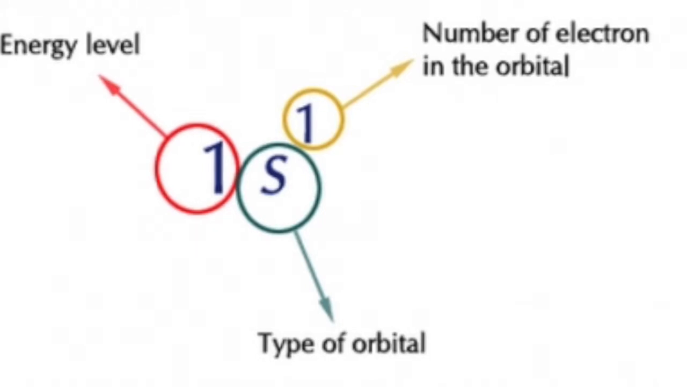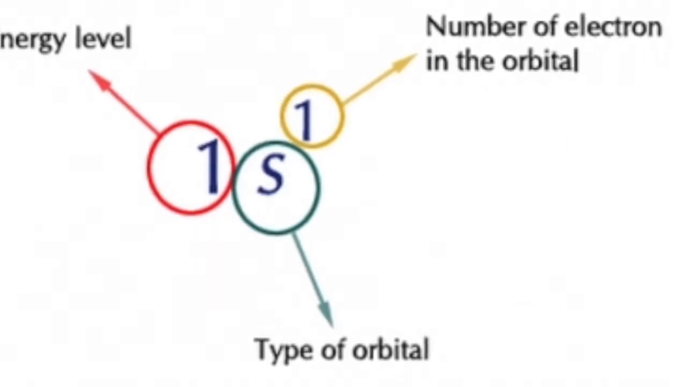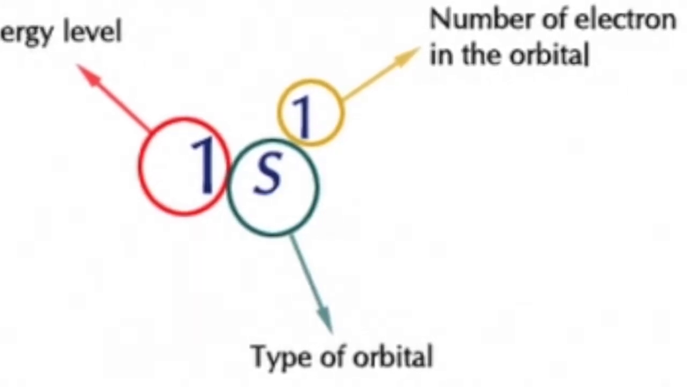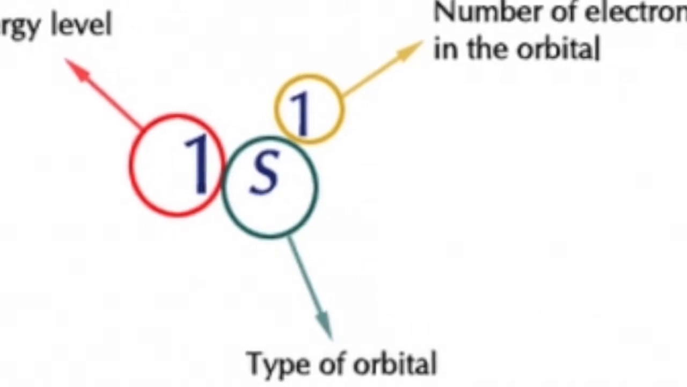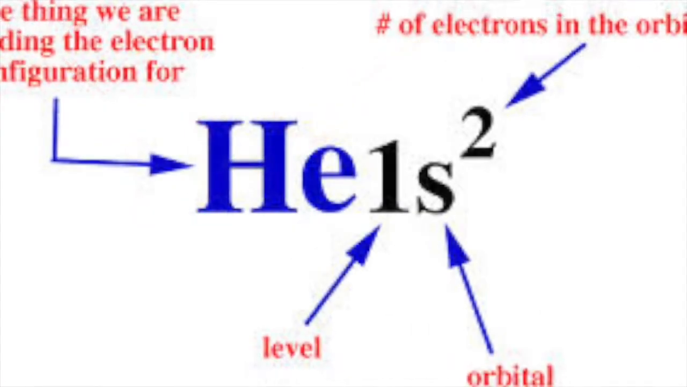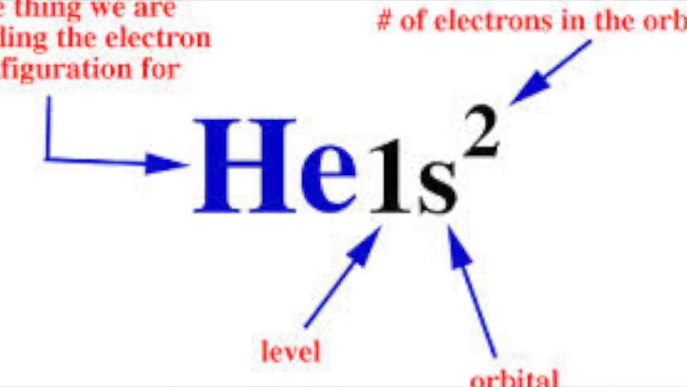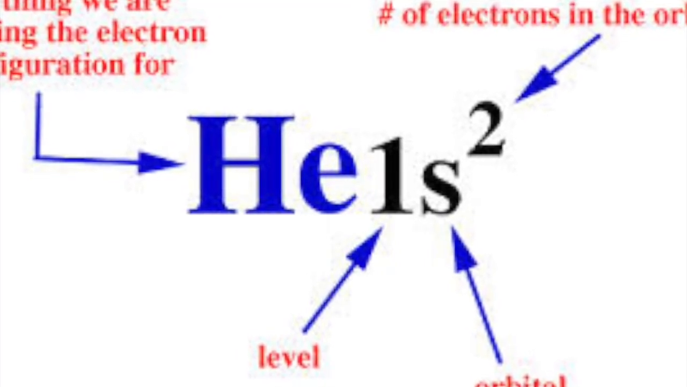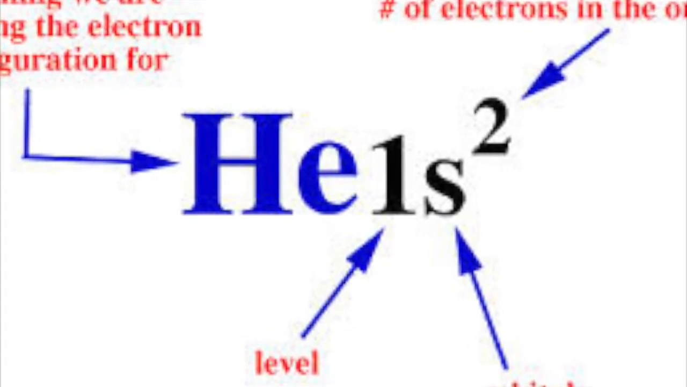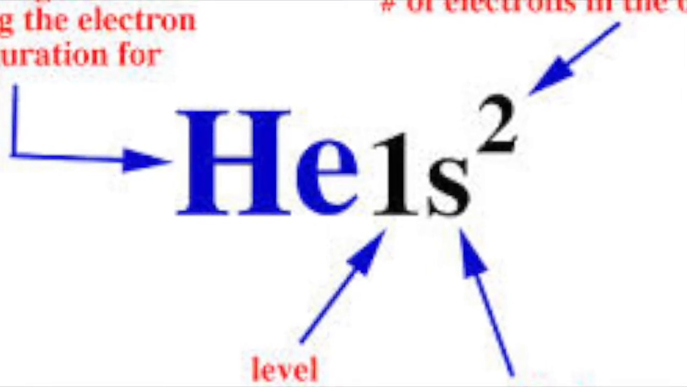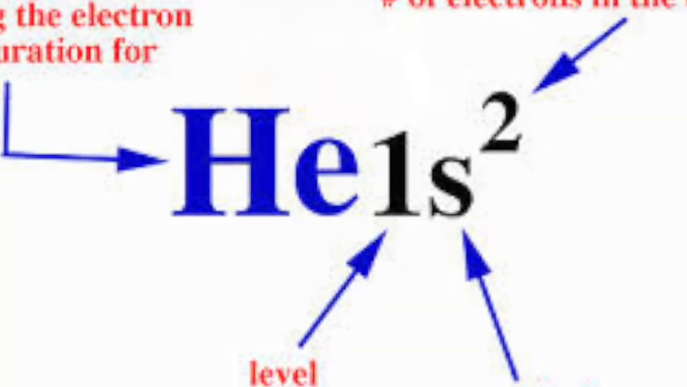When writing an element's electron configuration, the large number on the left is the principal energy level. The letter S, P, D, or F indicates the sublevel. The S sublevel has 1 orbital, the P sublevel has 3, the D sublevel has 5, and the F sublevel has 7. Each orbital can hold 2 electrons. The superscript number is the number of electrons in that sublevel.